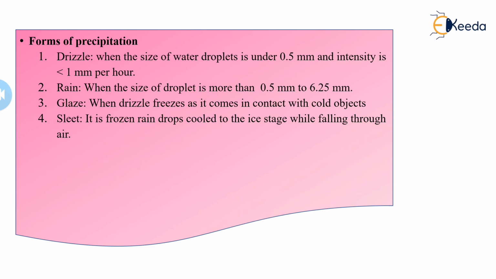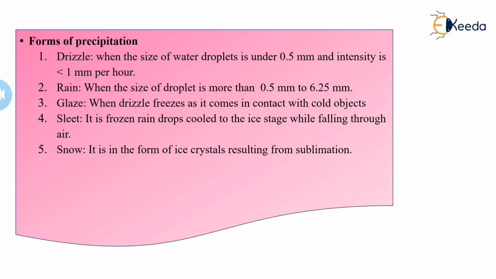Now we have sleet. Sleet is when a raindrop, having a size above 0.5 mm, cools down while falling through the air. This form is called sleet.